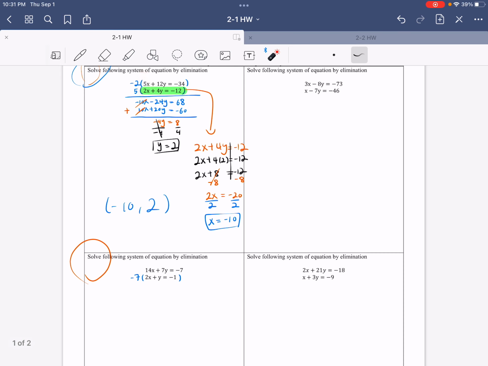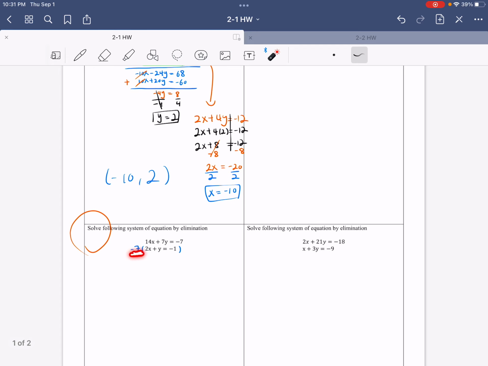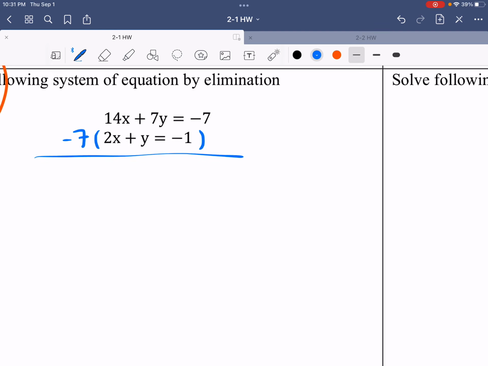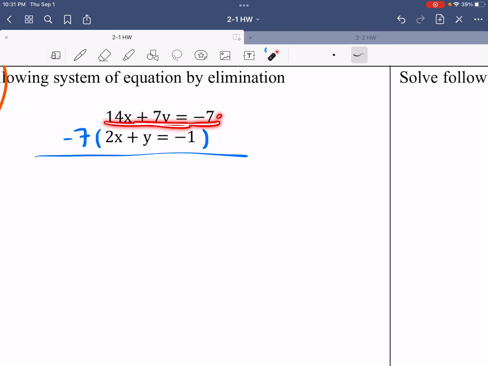This one, 2 does not go into 5, so I flipped multiply. But here, 2 goes into 14. If you multiply by 7, so I only multiply by 7 in the bottom. Top, I don't have to do anything.